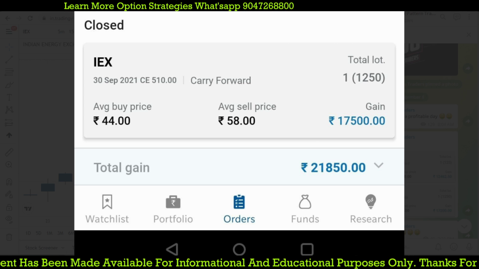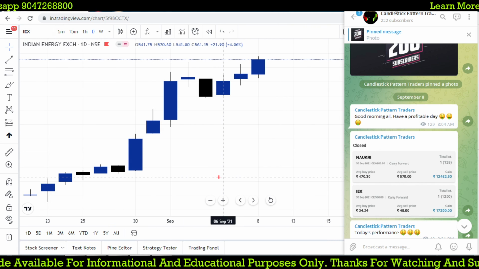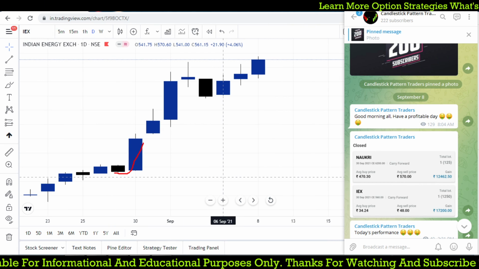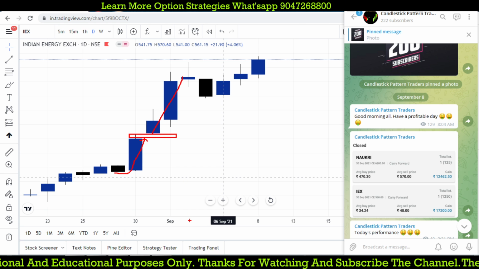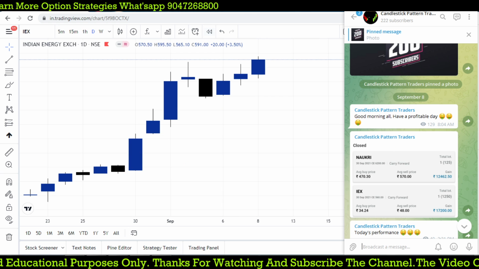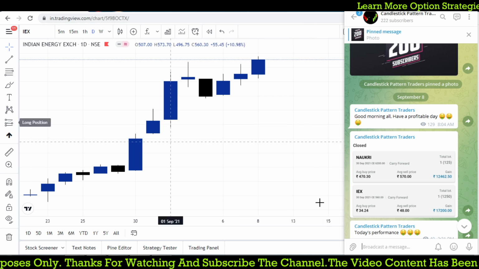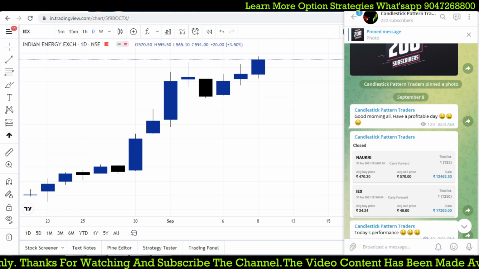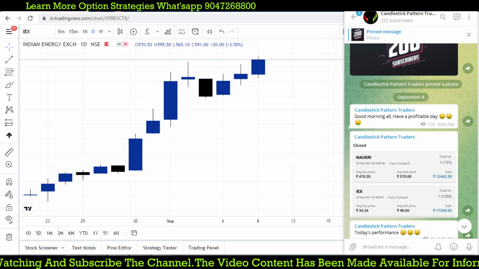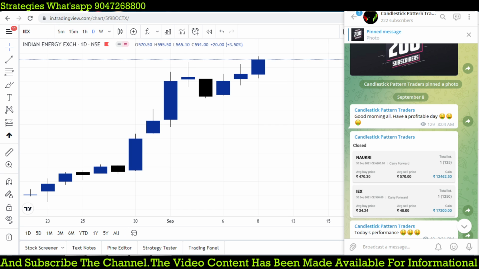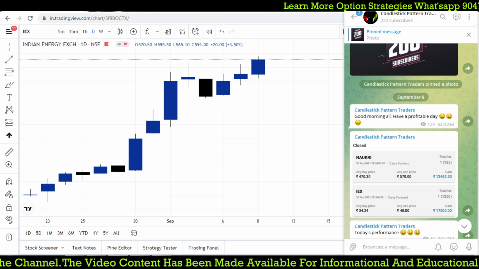Such a great profit which I made based on the candlesticks. Here I took the candlestick pattern, which is nothing but inside out up. Where it broke that level, it keeps rocking. And if I check that 510 option which I bought around 44 and exited somewhere around 58, right now it is trading somewhere around 60, 64. So this is the power of candlesticks.